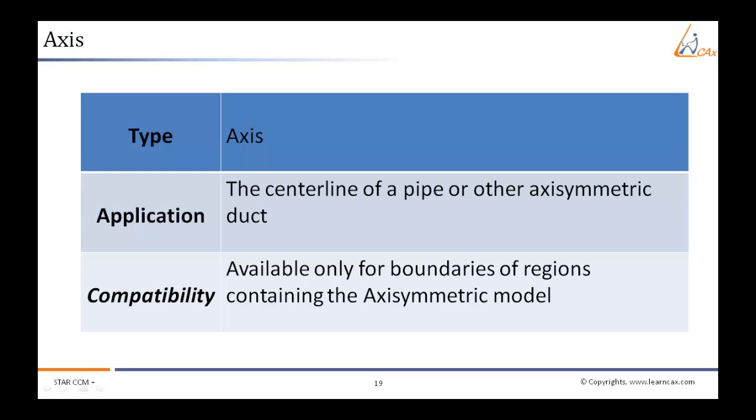The axis boundary represents the axis of a two-dimensional axisymmetric region. It is used in conditions like to represent the center line of a pipe or other axisymmetric duct. It is available for boundaries of regions containing the axisymmetric model.